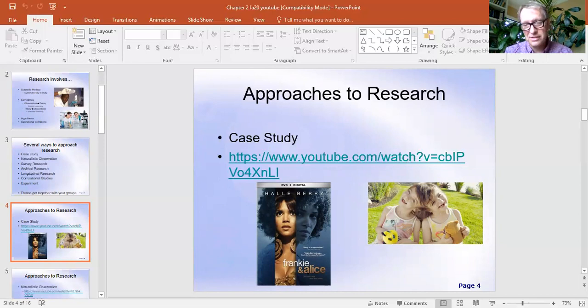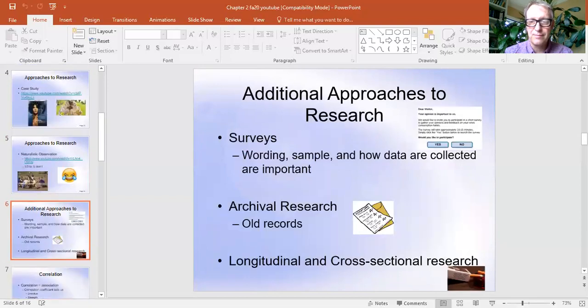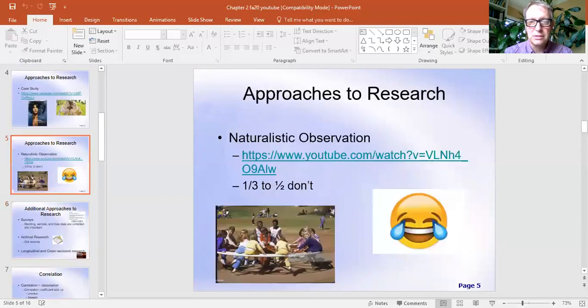I also have in there, obviously, conjoined twins. That's a rare thing as well. Let's see. Another way of doing research is naturalistic observation. Naturalistic observation is basically being able to typically have cameras or some way of recording people's behaviors without intervening with them.